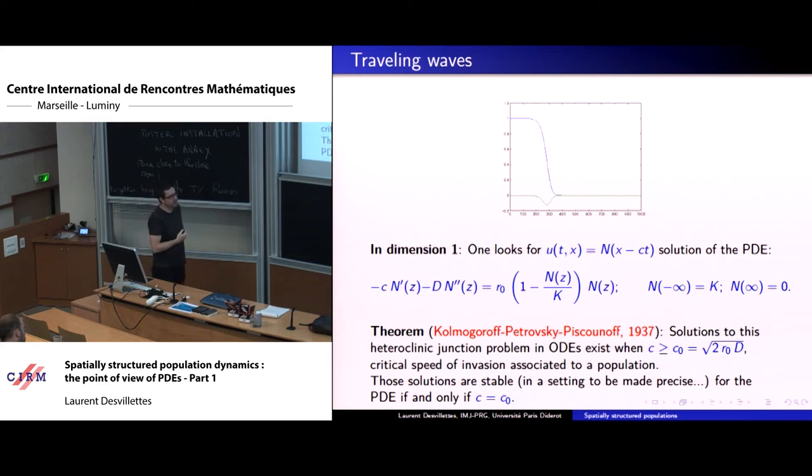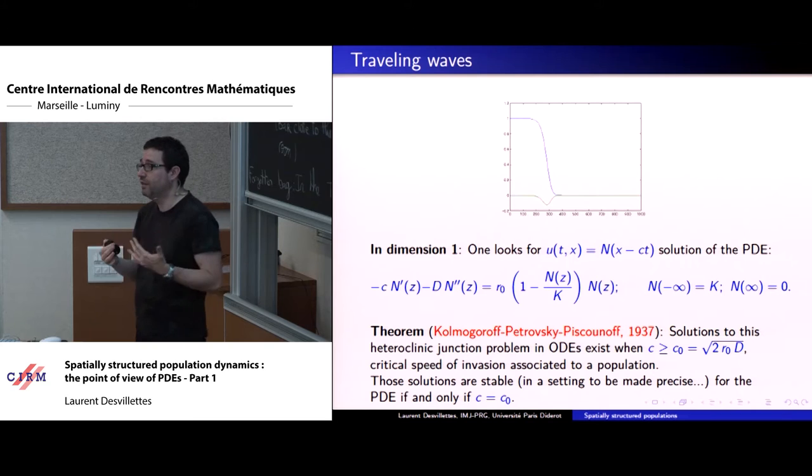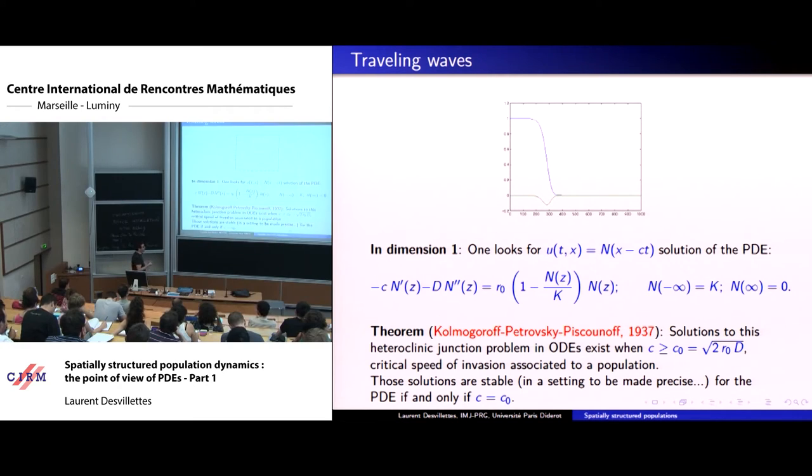And then if you have in mind that this has to correspond to something that you can really see in nature, you have to know that the solution of this is somehow stable in the PDE setting. And this is more difficult to show, but actually it was shown by Kolmogorov, Petrovsky, and Piskunov in this paper, that if C is exactly equal to the critical speed, then actually the wave is stable.